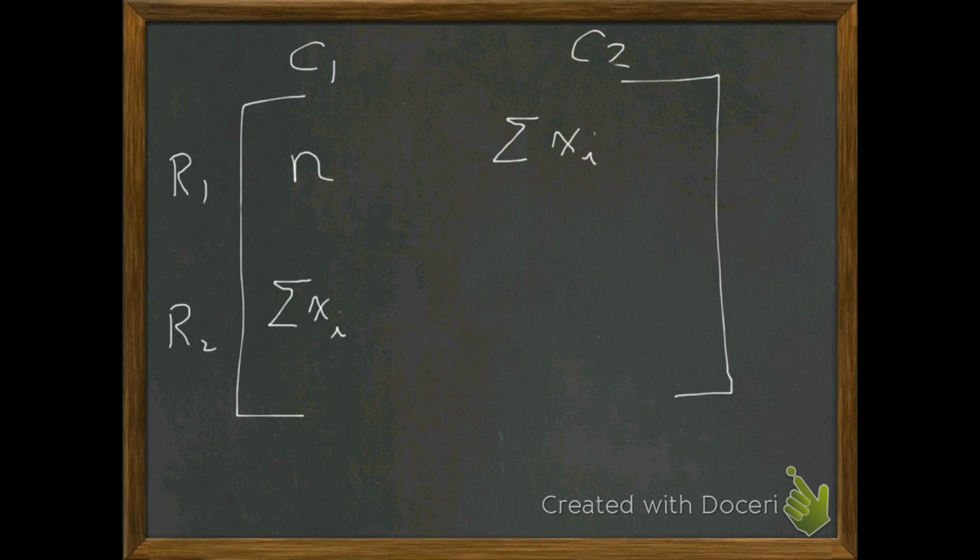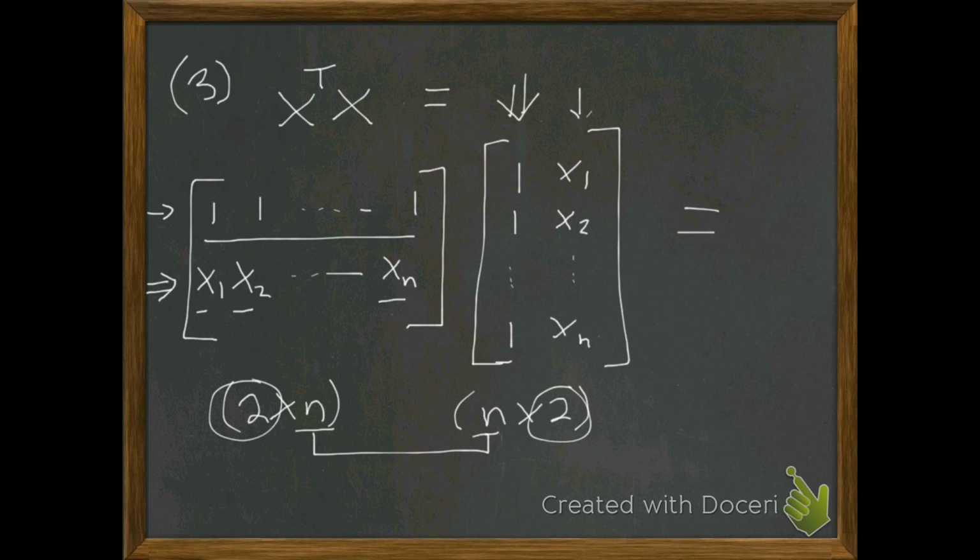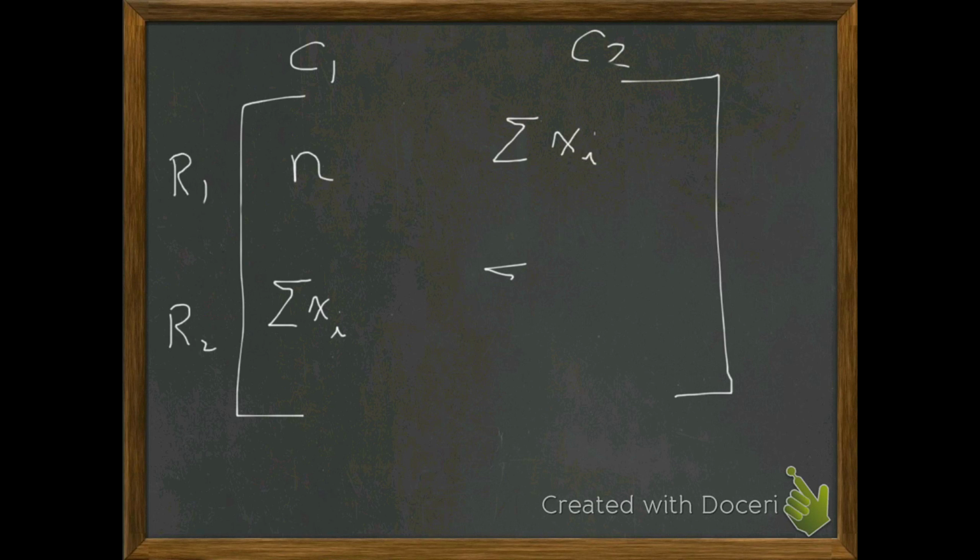And finally, we're going to examine row 2, column 2. So that's going to be x1 times x1. Let's think about this. So we have x1 times x1, and then we get x2 times x2. And finally, way out there, we're going to get xn squared. So boys and girls, there should be no surprise here that we get the sum of the x sub i's squared.